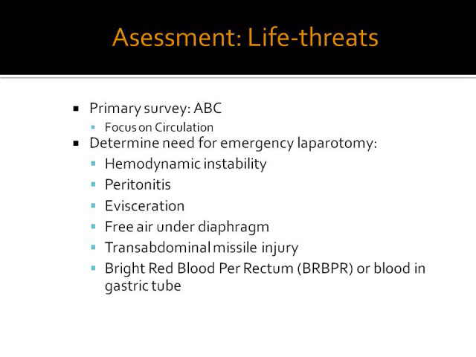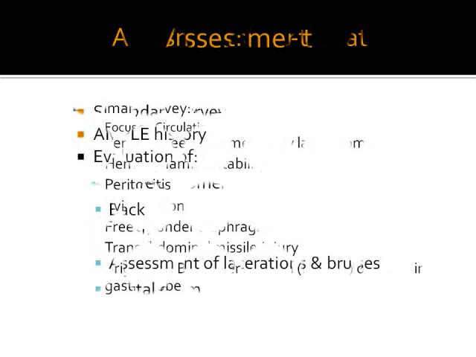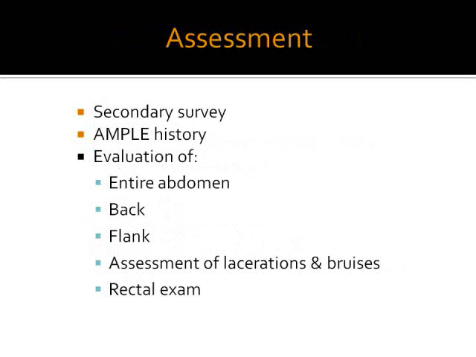Sometimes the only symptom might be bright red blood per rectum or in the NG tube, both suggesting injury to the gut. In the secondary survey, we need to determine the history, and in the history what we are interested in is something to help us understand the mechanism of injury, and then we evaluate the entire abdomen, the back, the flank, and we assess for lacerations or bruises, and a rectal exam is mandatory as well.